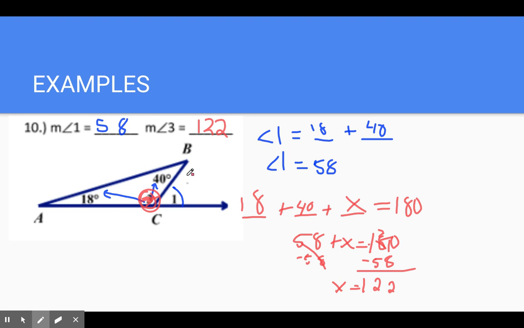Now, also notice, fun fact: if I erase some of this to get it out of the way, angle 3 we found was 122, and we found that angle 1 was 58. If you notice, 122 plus 58 does end up equaling 180 because this creates a straight line. These are a linear pair. That's another easy way we could have found it. Yes, we did end up adding 18 plus 40, but once we found out that angle 1 was 58, we could have just gone straight to 58 and subtracted it from 180 to find that our answer is 122.